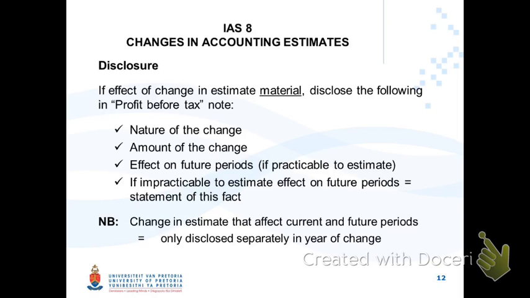Now, a change in estimate that affects the current and future periods is only disclosed separately in the year of change. In future periods, we will just carry on as normal.